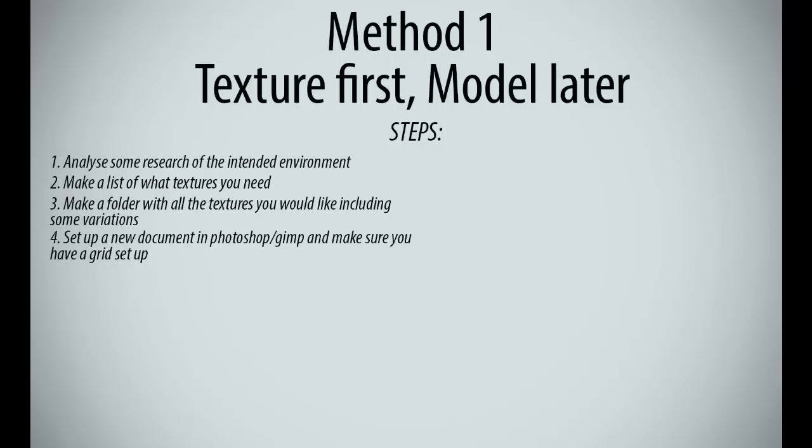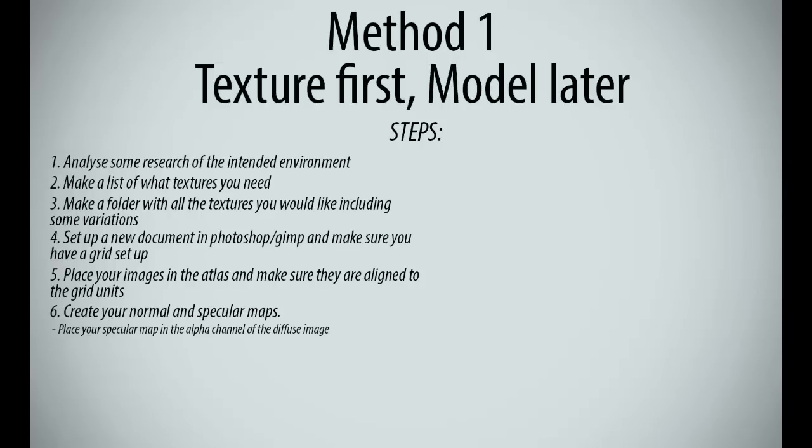And then in Photoshop, we create a new document, and we make sure we have the grid set up. I usually like to have my grid set to every 256 pixels with 2 or 4 subdivisions. We then place our images in the atlas to make sure that they are aligned to the grid units. We then create our normal and specular maps. We place our specular map in the alpha channel of the diffuse image, and that way we only need one image for our diffuse, and it's got the specular with it. So that saves on our texture memory.